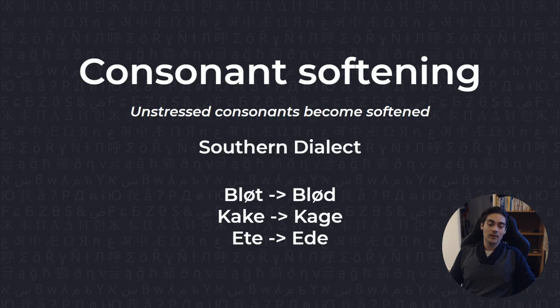Next up we got consonant softening. Unstressed consonants become softened in southern dialects. Only dialects that are very far south. You got, for example, bløt becomes blød, kake, kage, ete, ede. This is a very typical southern, like Kristiansand type of thing. So if you travel to the south, it's very useful to know this.